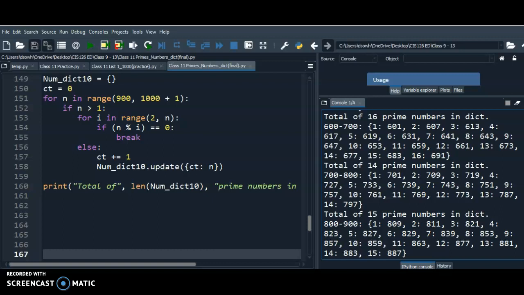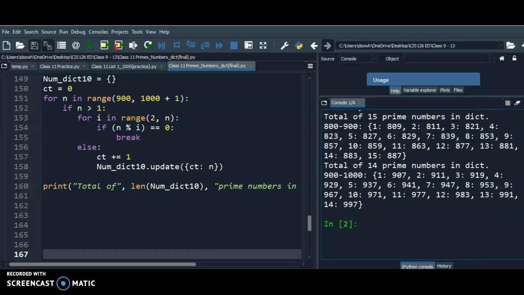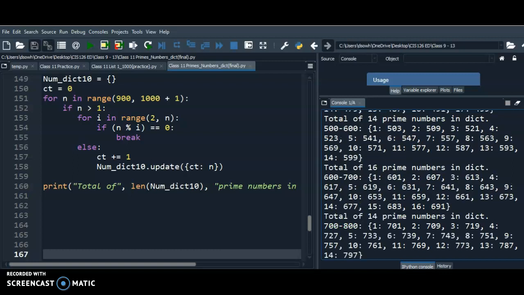Okay, now there's a total of 16 prime numbers in dictionary from 600 to 700. Okay, now there's a total of 14 prime numbers in dictionary from 700 to 800.